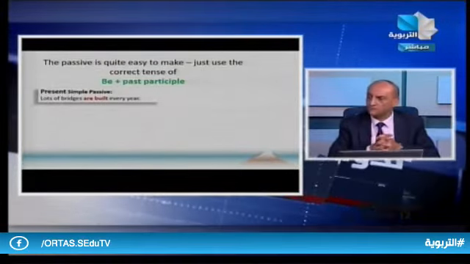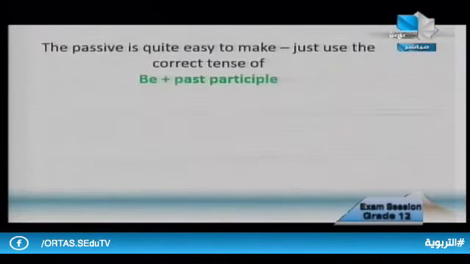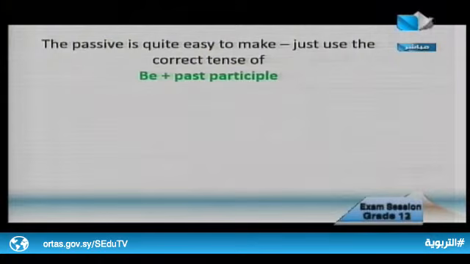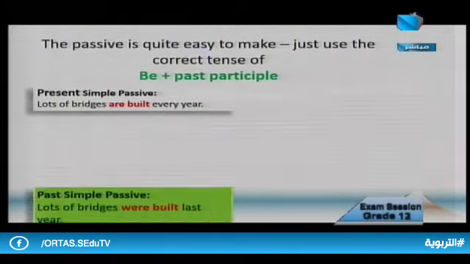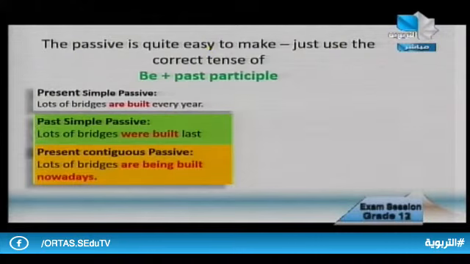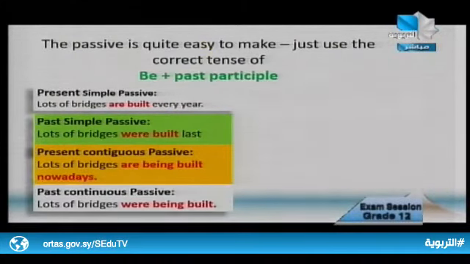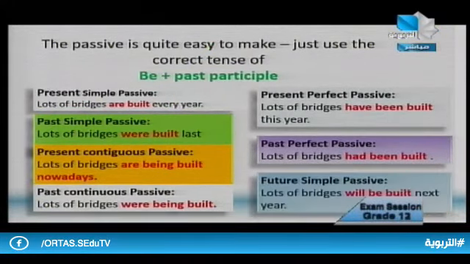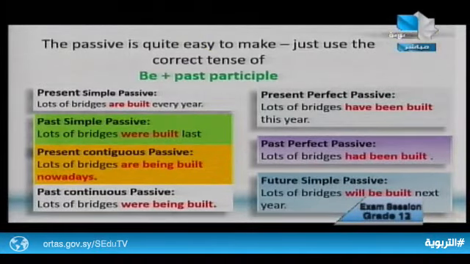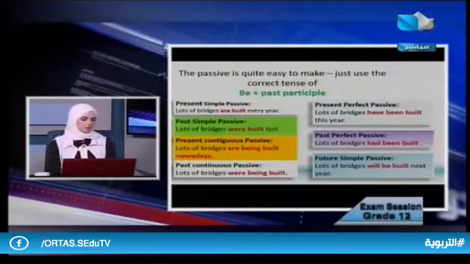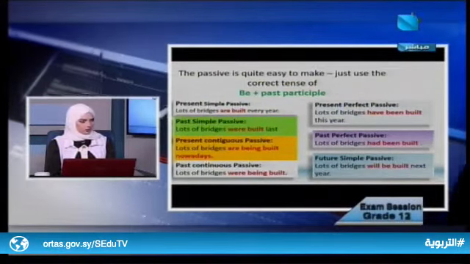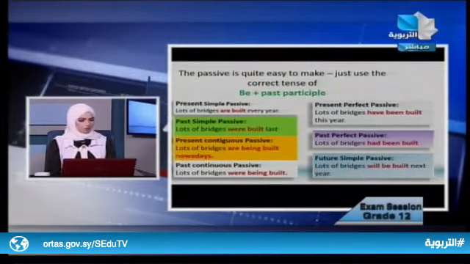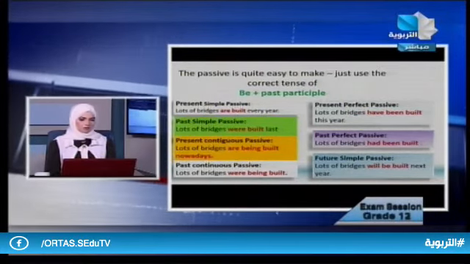The passive is quite easy to make. We just have to use the correct form of be plus past participle. We have to know that the subject receives the action expressed by the verb. We have many forms according to the verbs. For example, in present simple, lots of bridges are built every year. So we have the object, after the object the correct form of be, here are, then the past participle and the complement of the sentence. In the past simple, we have was or were plus verb 3. For example, lots of bridges were built last year.